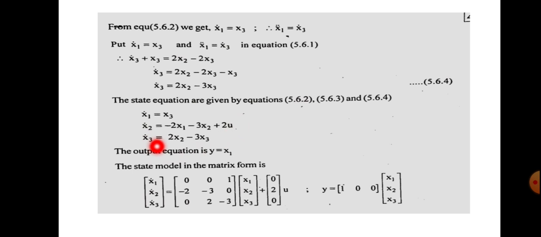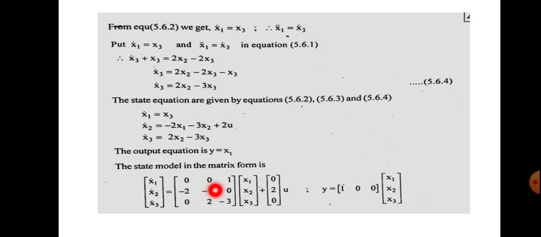Next, the x3 dot equation: the x1 term is missing, so you can put 0, next term is 2, next term is minus 3. And this constitutes the system matrix, that is A. Actually the form is x dot equal to Ax plus Bu. So A is obtained, x is x1 x2 x3, plus B. What is B? The coefficient of the u matrix. So here there is no u, so you can put 0. Here there is a u, its coefficient is 2, you can put 2. And here the coefficient is 0, so you can put 0.